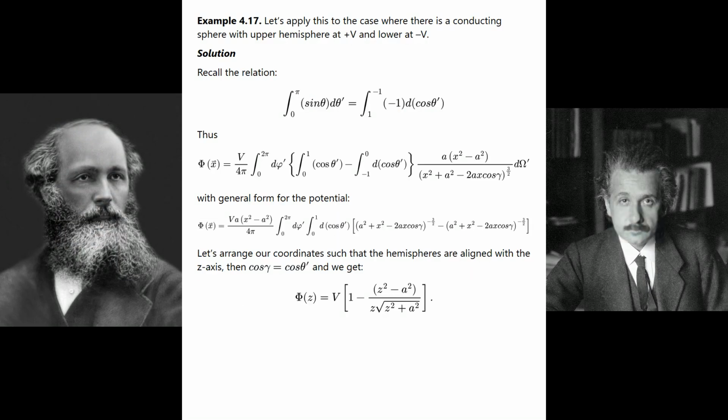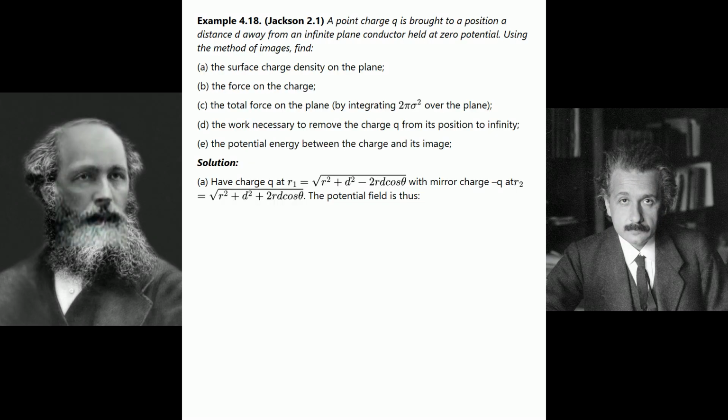Example 4.17. Let's apply this to the case where there is a conducting sphere with upper hemisphere at plus V and lower at minus V. Solution. Recall the relation, see the next equation. Thus, see the next equation, with general form for the potential. See the next equation. Let's arrange our coordinates such that the hemispheres are aligned with the z-axis. Then cos gamma equals cos theta prime and we get, see the next equation.